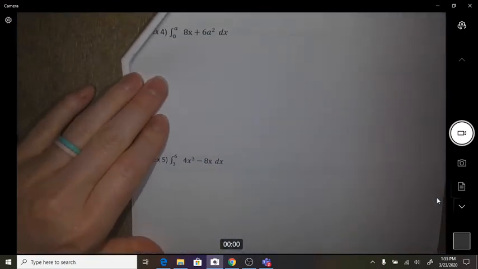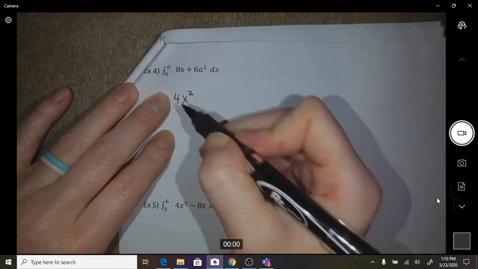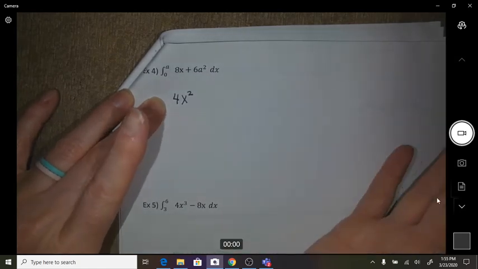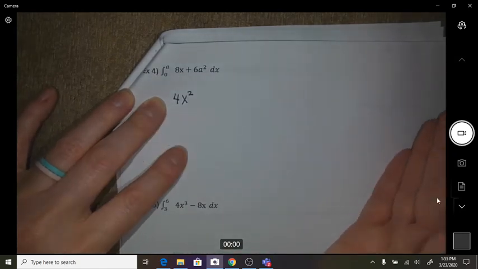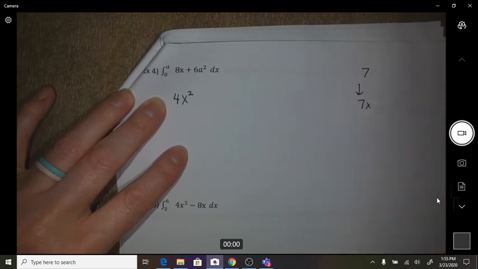Okay, the antiderivative, you would have started with x squared, so that would need to be a 4. And 6a squared is actually all a constant. So what do you do when you have a constant? The antiderivative would be the same thing with an x on the end.